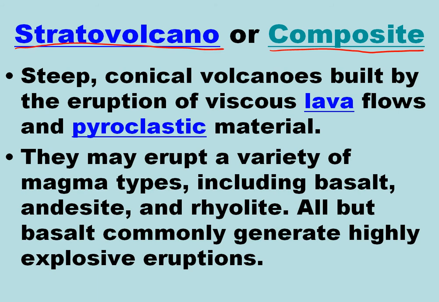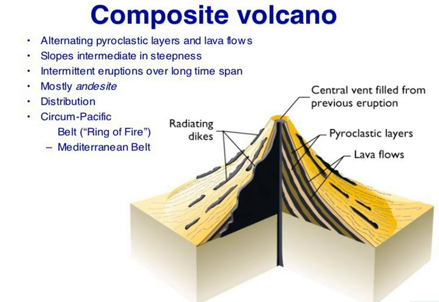And they may erupt a variety of different magma types, including basalt, andesite, and rhyolite. All but basalt commonly generate pretty highly explosive eruptions. So here we see a side view or a cutout of a composite cone. You can see the different layers. Here they're labeling the pyroclastic material as well as the lava flows. So they tend to alternate. And that's why they call it a stratovolcano or a composite cone, because it's composed of both.